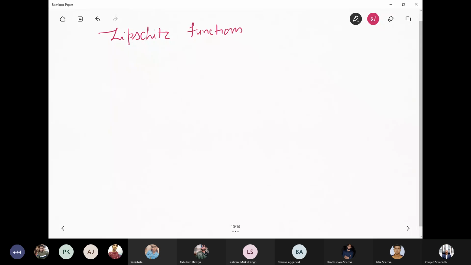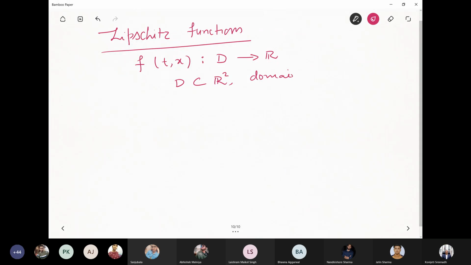Lipschitz functions. So a function f(t, x), which is defined in a domain T contained in R2.